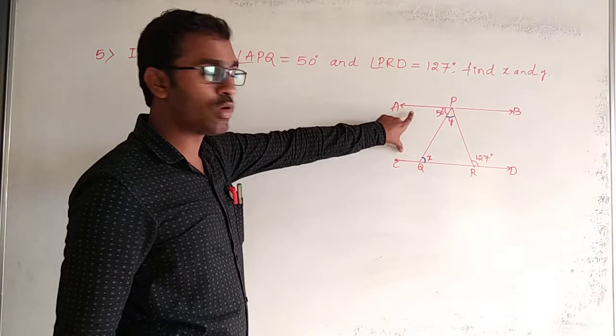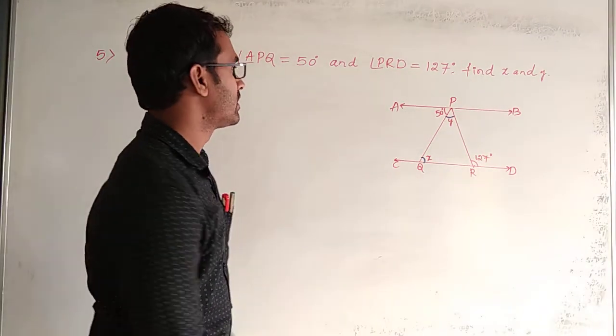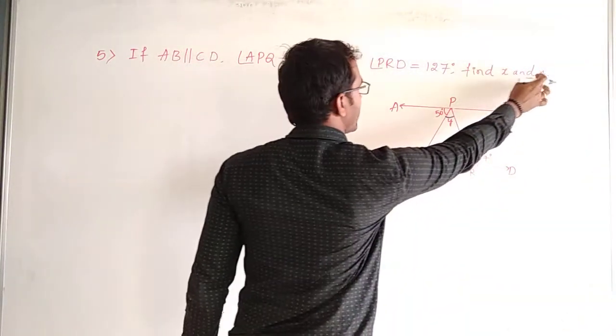AB and CD both are parallel. Now that AB and CD both are parallel, then we will find x and y.